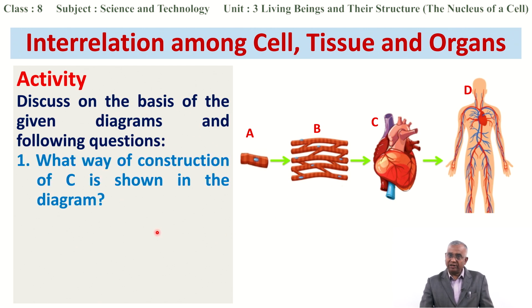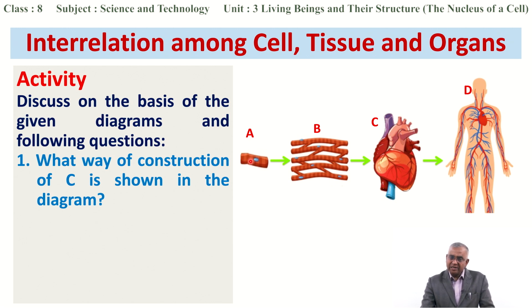What is the first question? What way of construction of C is shown in the diagram? Means how is C formed? Is there any role of these things? So the flowchart will also support you. Yes, discuss.